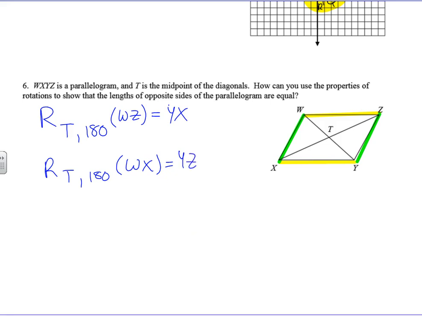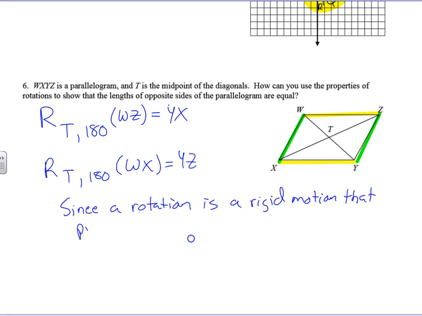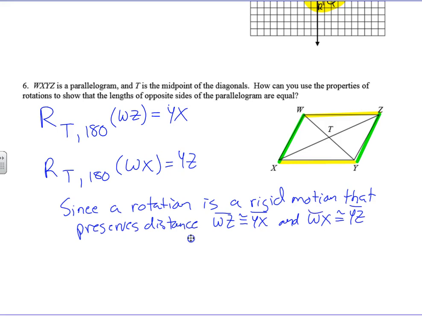So what we've shown is that, since a rotation is a rigid motion that preserves distance, we could say that WZ would be congruent to YX, and we could say that WX would be congruent to YZ. Okay, so we have those there.